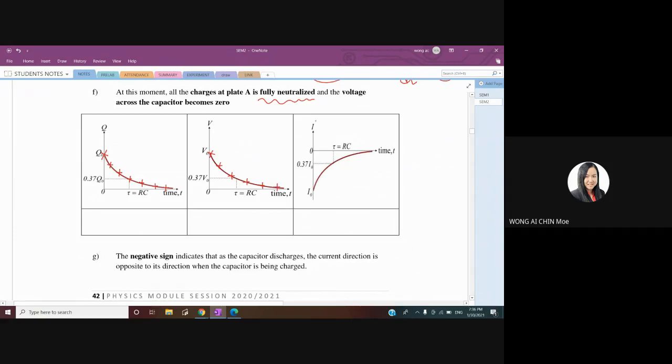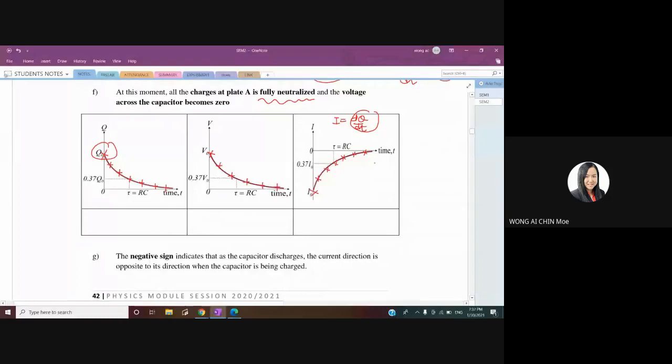Whereas for your current, as I mentioned, I is equal to dq over dt, so it depends on the rate of the charge flow. When the charge is flowing, there's a current. If there's no charge flowing through, there's no current. Initially, when it is fully charged, the electrons flow faster from plate B to plate A to neutralize the positive charge, so the current is flowing. Until it is fully neutralized, at that moment no charge is flowing, so I equals 0.